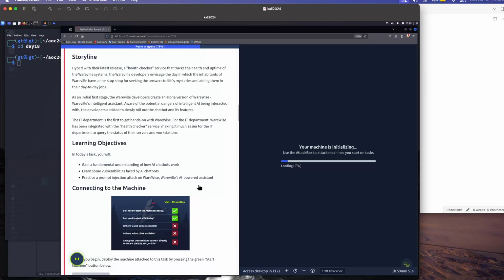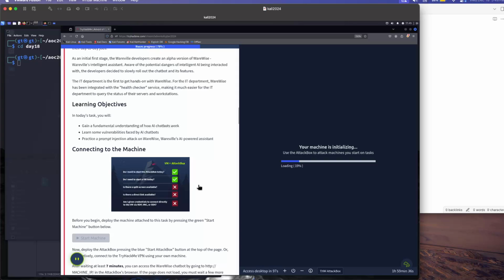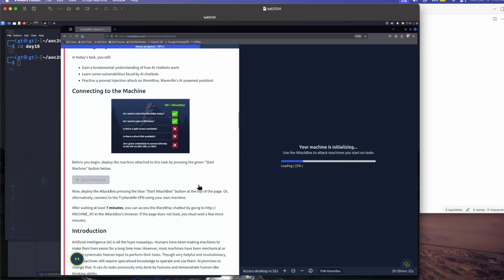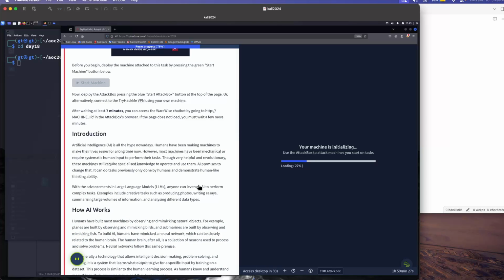Okay, let's go back. Learning objectives. In today's tasks, you will gain a fundamental understanding of how AI chatbots work, learn some vulnerabilities faced by AI chatbots, and practice a prompt injection attack on Wareville's AI-powered assistant. Okay, we connected to the machine. Now deploy the attack box. Yes, or alternatively, you can connect to TryHackMe using your own virtual machine.